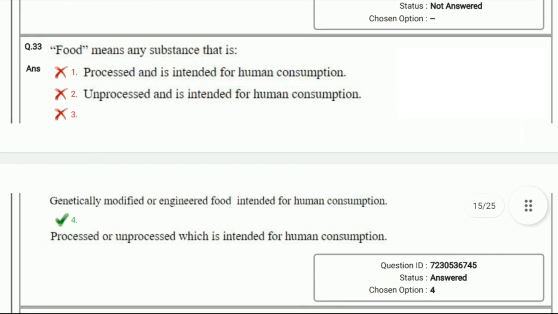Food means any substance that is. So the answer is processed or unprocessed, which is intended for human consumption. Like food is that thing which is meant for human consumption.